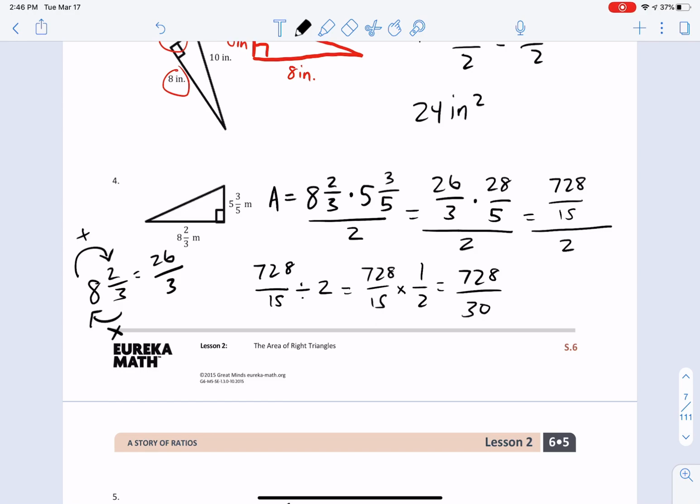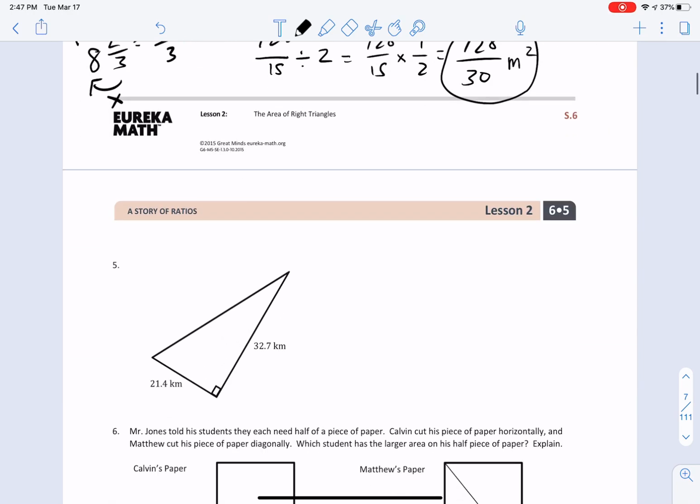I'm going to leave it like that. It could be switched around to be a mixed number, something like 24, remainder something. But I'm just going to go ahead: 728 over 30 square meters, which is about 24.